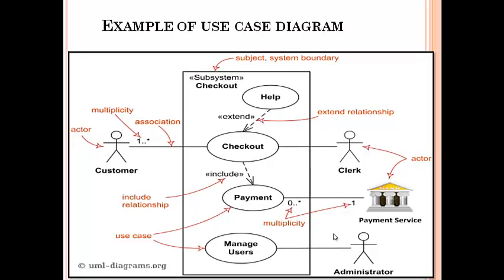This is an example of a use case diagram. Customer, clerk, and payment service administrator are all actors. This is an extend and this is an include relationship, and this represents the multiplicity of the relationship, that is from zero or more occurrences to compulsorily occurring once.